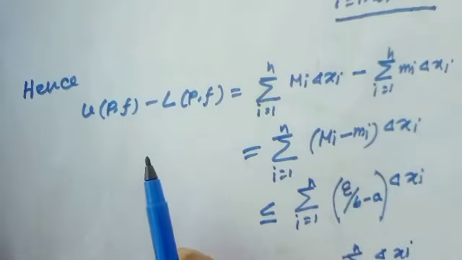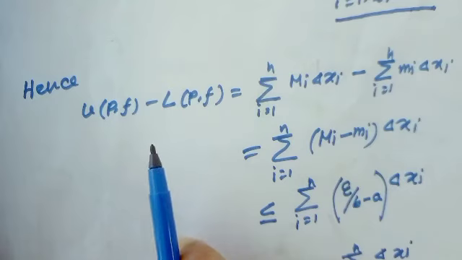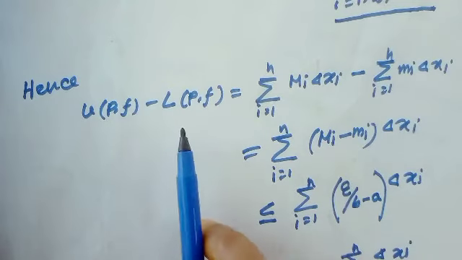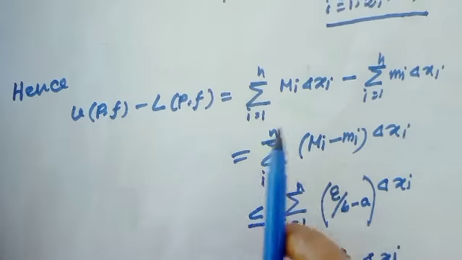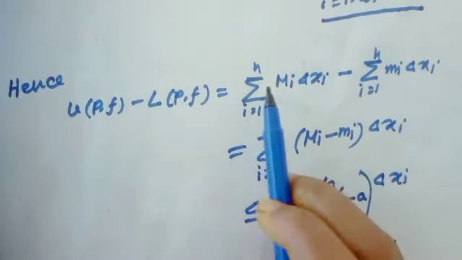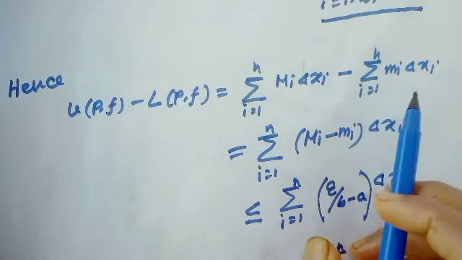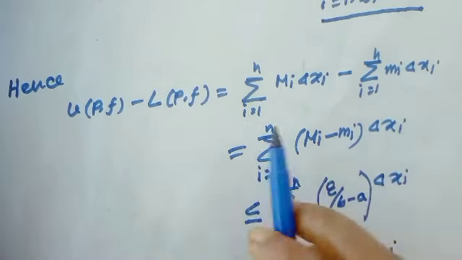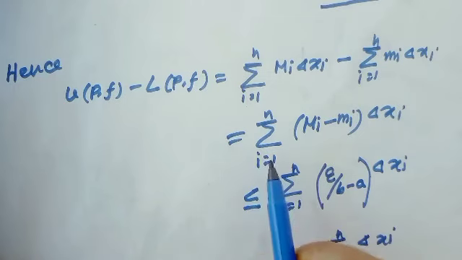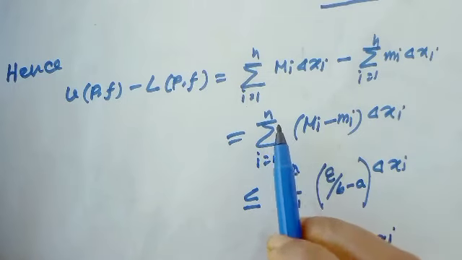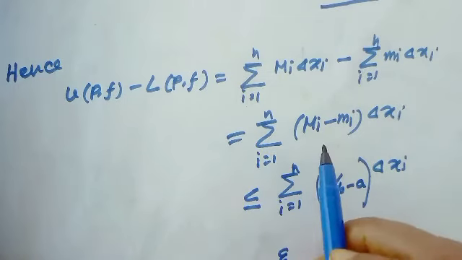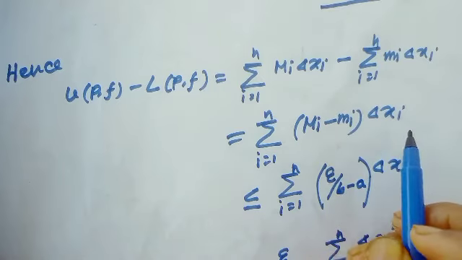Now we have to find the distance between the upper sum and lower sum. That means U(P,f) minus L(P,f), which is equal to the summation from i equals 1 to n of capital Mi delta xi minus small mi delta xi, which is equal to the summation from i equals 1 to n of capital Mi minus small mi times delta xi.